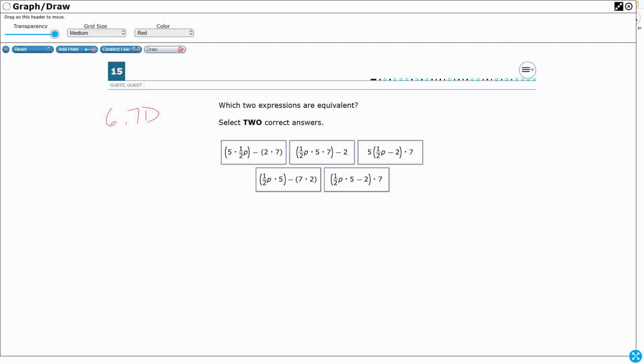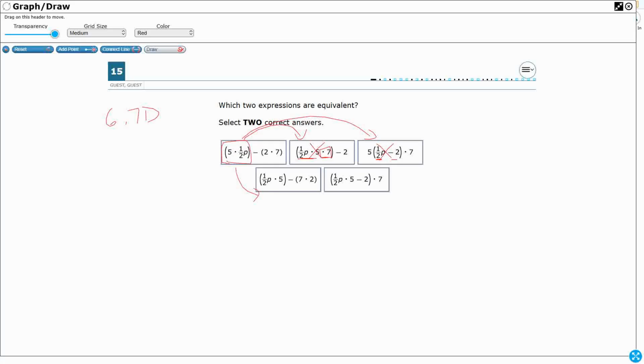So the first unit in each of these, let's just take this right here. 5 times 1.5 or 1/2 p. So take a look at this right here. I've got this 1/2 p times 5. This is good, but now I've got this multiplying by 7, so that doesn't match that one. I've got this distributed out here, 5, and then I've got the 1/2 p minus 2, and that's going to be different because that's going to end up distributing in and making it a 10, so that doesn't match that one. So let's take a look at this one right here.